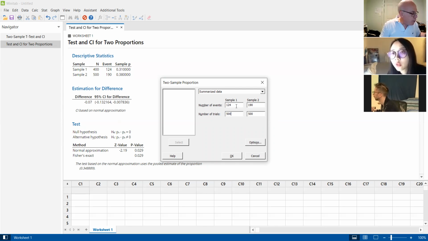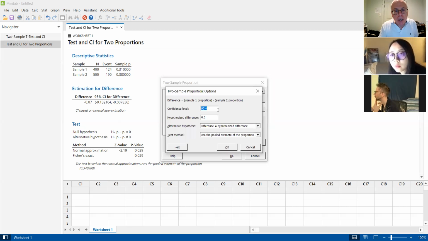And then group 1 has 80% of that. That's 400. And group 2 is 75% of 500, that's 375. Then the options down here. Again, confidence level doesn't matter. Hypothesized difference is going to be 0. Alternative hypothesis, not equal. We have to change this. We're going to say greater than in this case. Difference is greater than the hypothesized difference. Make sure you choose that. That's a right tail test.